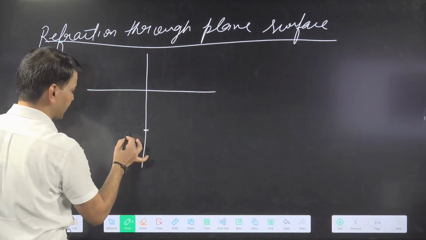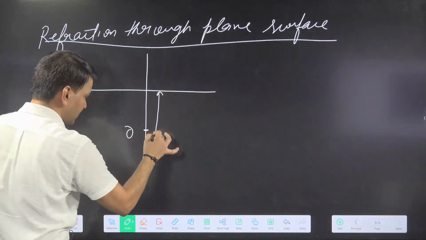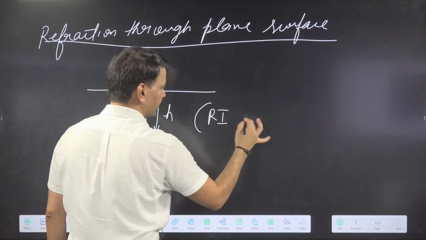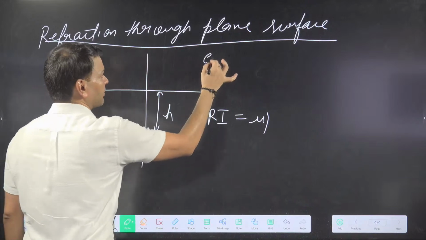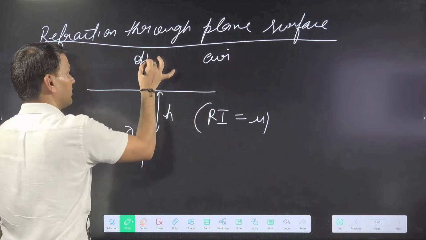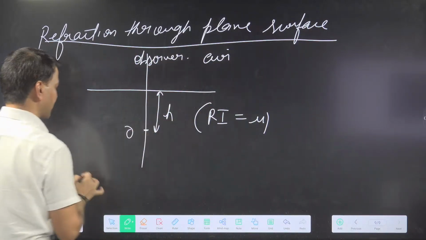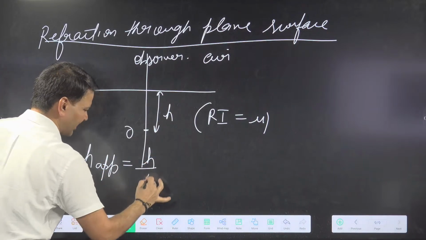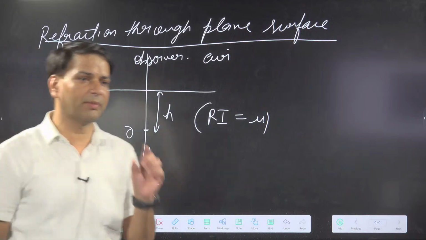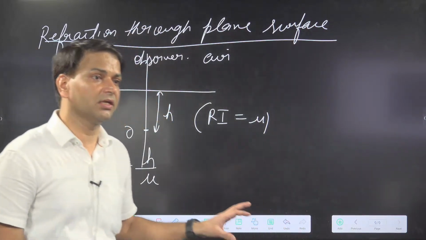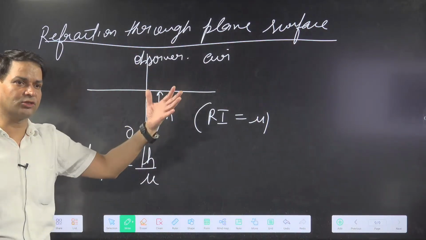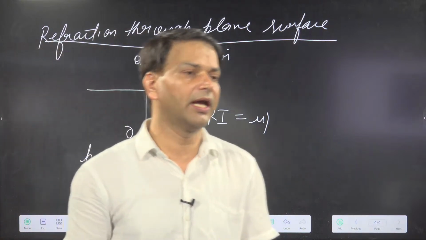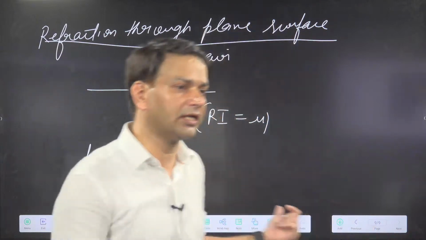Suppose the object is placed at depth h and the refractive index of the medium is given as mu, and the observer is in air. Then what is the apparent depth? The apparent depth you will get is h by mu. Directly remember that. In the fish and man case, when the fish is in the water, the man always observes the fish at less than the actual depth. That's why we take h by mu.